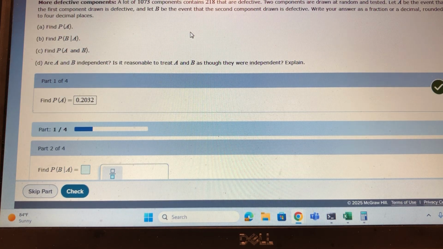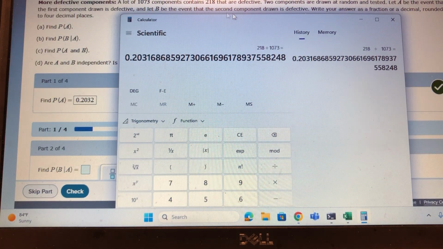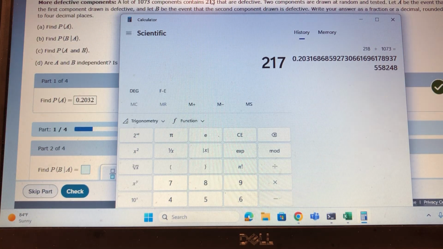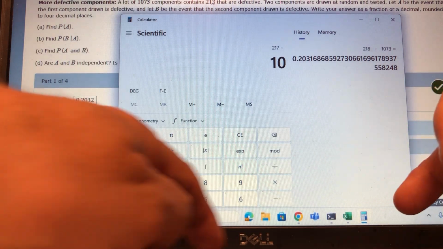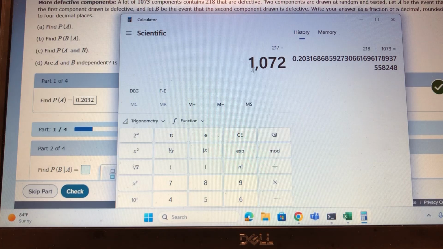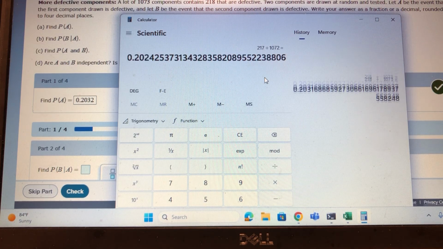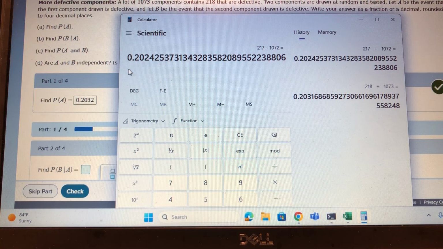So leave that one out, and what's going to happen is each one of these numbers is one less. So now do 217 divided by 1072. That's like my 3 out of 10 dropping to 2 out of 9 when you took the blue M&M out of the bag. And see, it's a little bit different. So 0.2024.